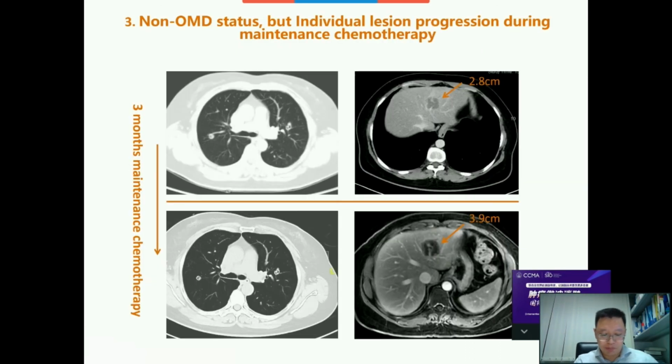Some patients with multiple liver metastases require new... Number 3, non-OMD status but individual lesion progression during maintenance chemotherapy, which needs to be discussed first. So we pass this case.